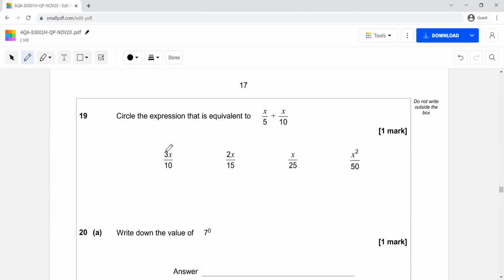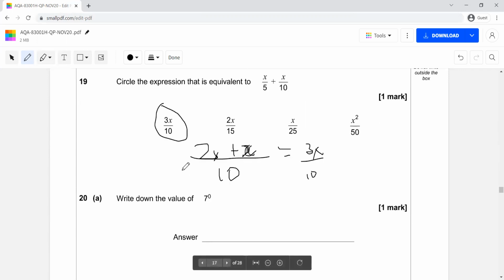Question 19, circle the expression that is equivalent to this up here. So common denominator is 10. So we have x, and we're going to multiply this by 2. So we get 2x plus x over 10. So that's 3x over 10. So it's the first option. So we're going to circle this one.